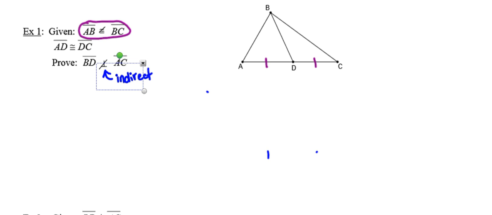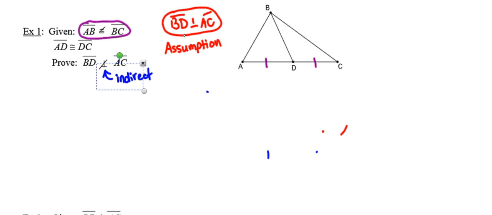All right, so let's go ahead and get started on this. We're told that these 2 segments are not perpendicular. And we know that the first step in writing a proof by contradiction is to start by assuming the opposite of whatever it is that we're trying to prove. So I'm going to begin my proof by assuming that segment BD is perpendicular to segment AC. And that is an assumption. So that's a new reason for us, but it's not a hard one. We're just making an assumption.